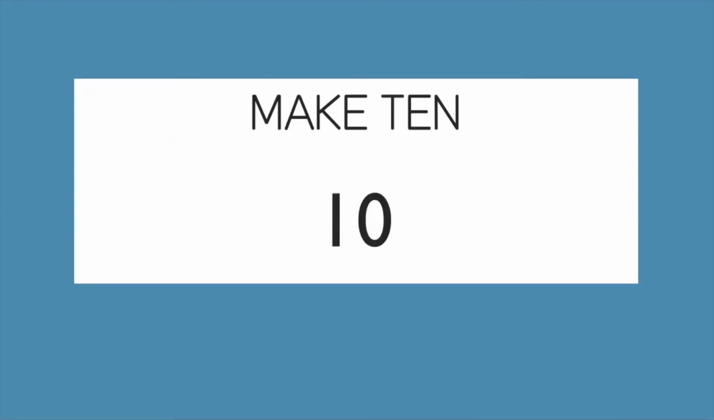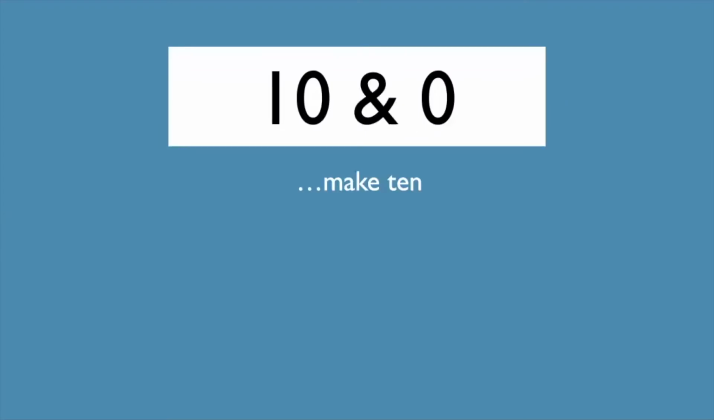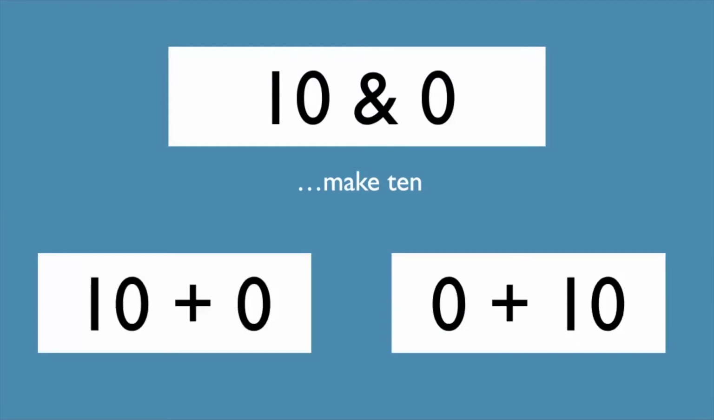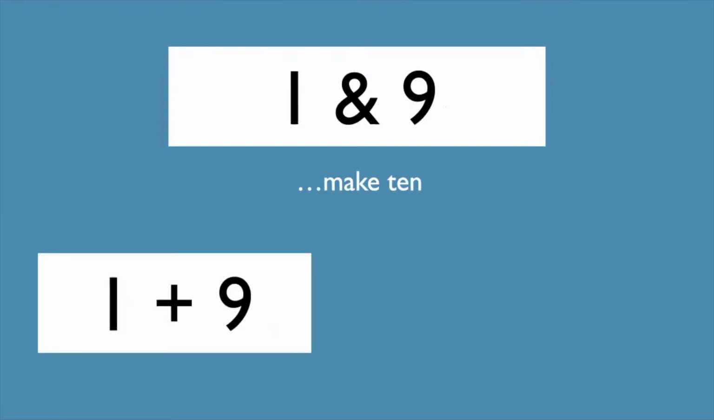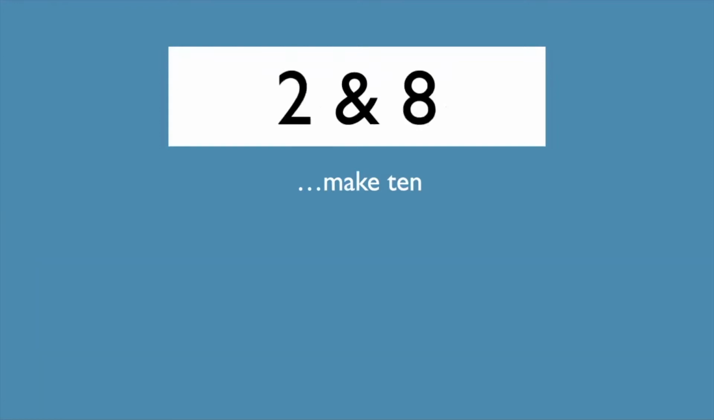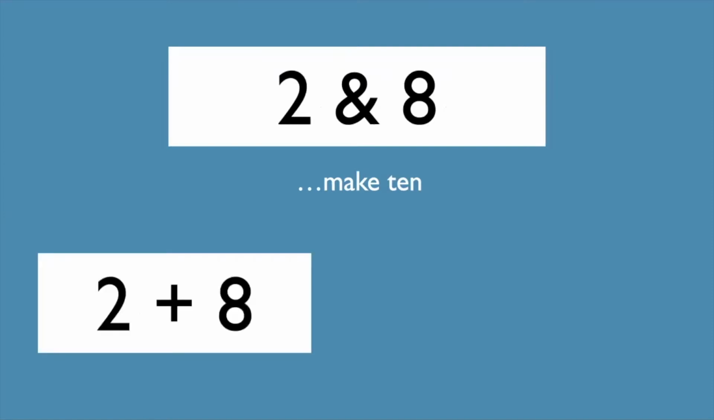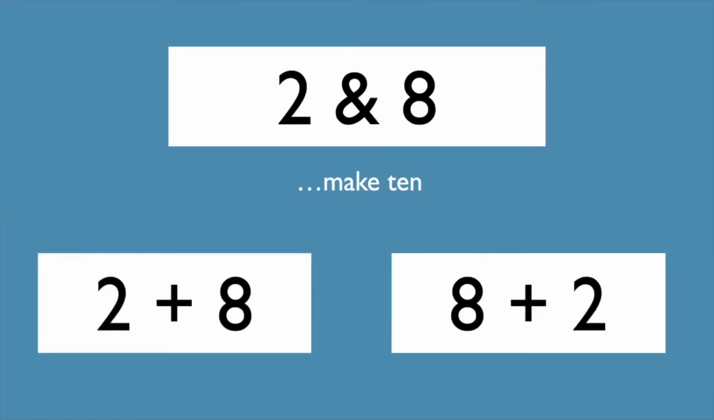Make 10. We know we can add numbers in any order. Let's say the friends of 10 and then both ways we can add them. 10 and 0 make 10. Add them both ways. 10 plus 0, 0 plus 10. 1 and 9 make 10. Add them both ways. 1 plus 9, 9 plus 1. 2 and 8 make 10. Add them both ways. 2 plus 8, 8 plus 2.